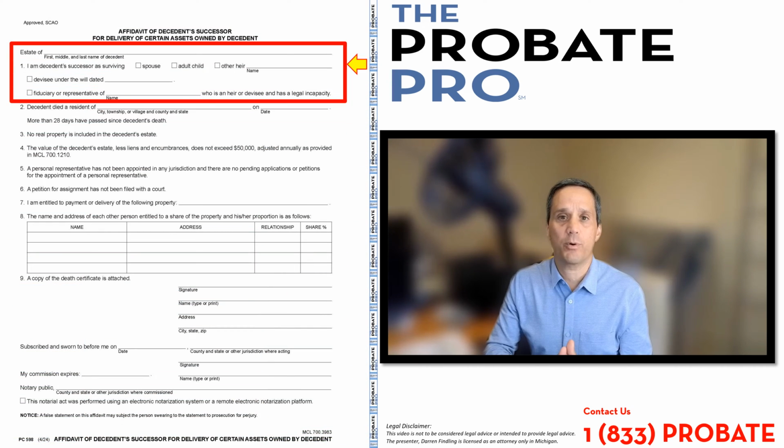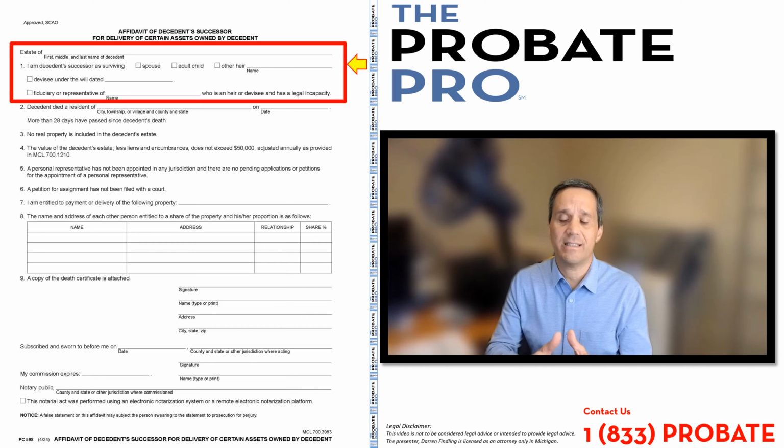Let's work our way through it. The estate of, that's the name of the person that died. The decedent, it requires the first, middle, and last name of the decedent. I typically take the information directly off the death certificate. So for example, if it says John Allen Smith, deceased, that's how I'd write it. If it says John Allen Smith, also known as Bill Ray Smith, I'd include that. I copy the information directly off the death certificate.